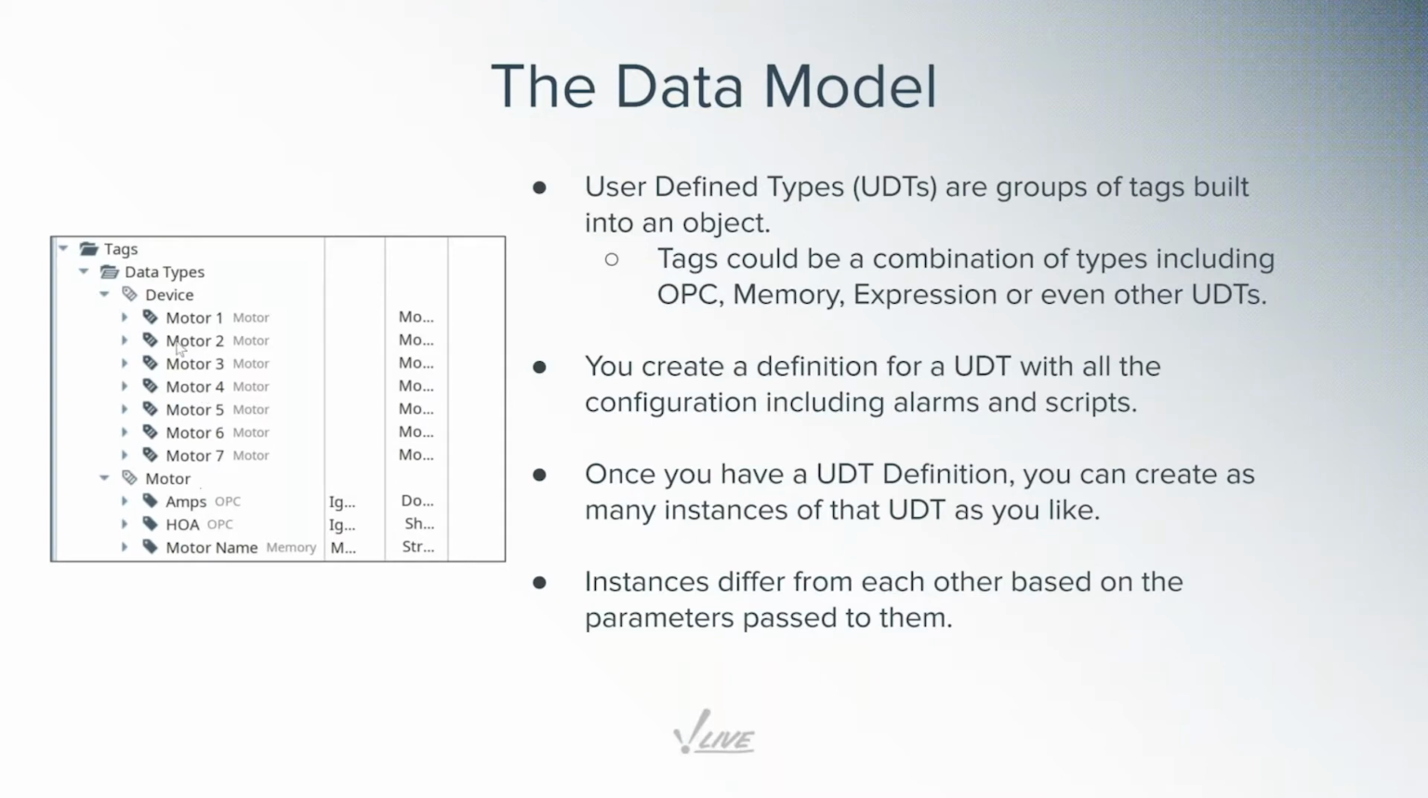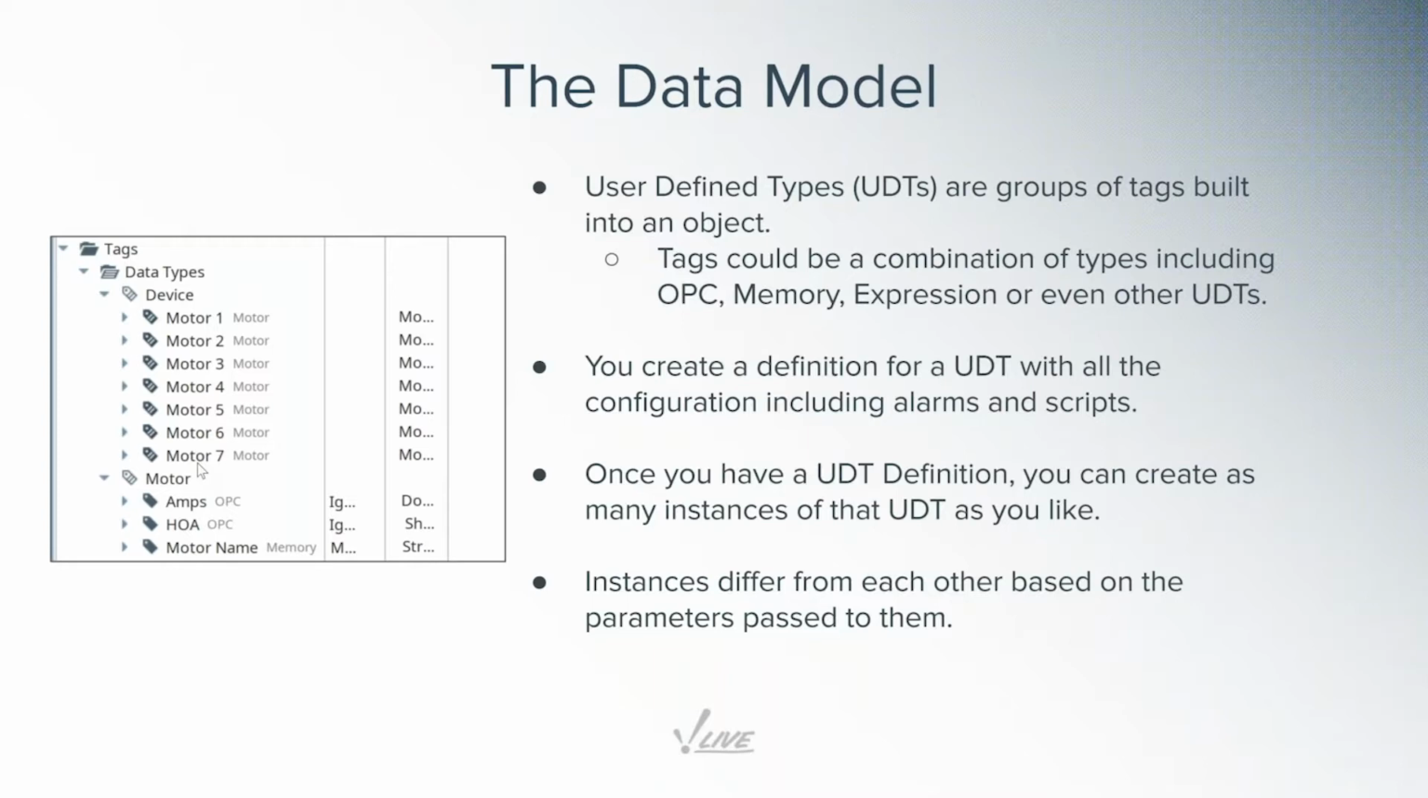These are just definitions. And when I create them, I can add alarms or scripts or any other configuration on my tags, and those are going to be shared once I create all of these instances of UDT. So we created the definitions here. I can now create instances, and those instances are tied back to the definition, so that if I add an alarm on the definition, all of my instances inherit that alarm automatically. If I create a script, once again, it's inherited.